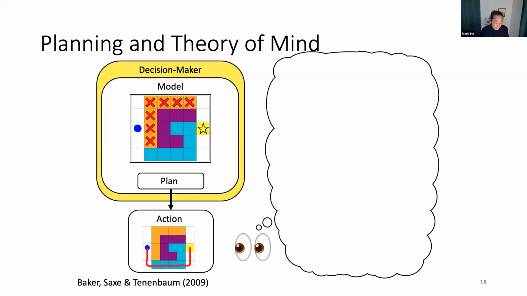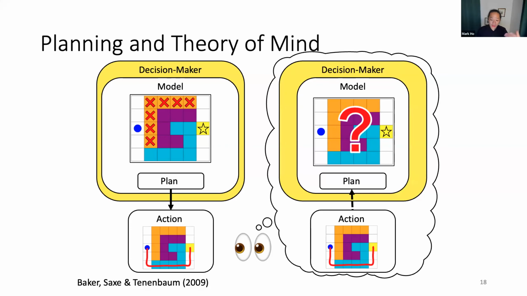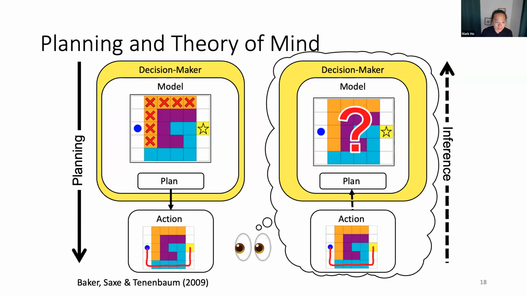And you could also have an observer who's watching the actions taken by this agent, and then based on those actions, inferring through a planning process what the model that the decision maker originally had was. And so this is a fairly standard inverse planning formulation of theory of mind. And the key thing is that you have this generative planning process and then inference on the other side.